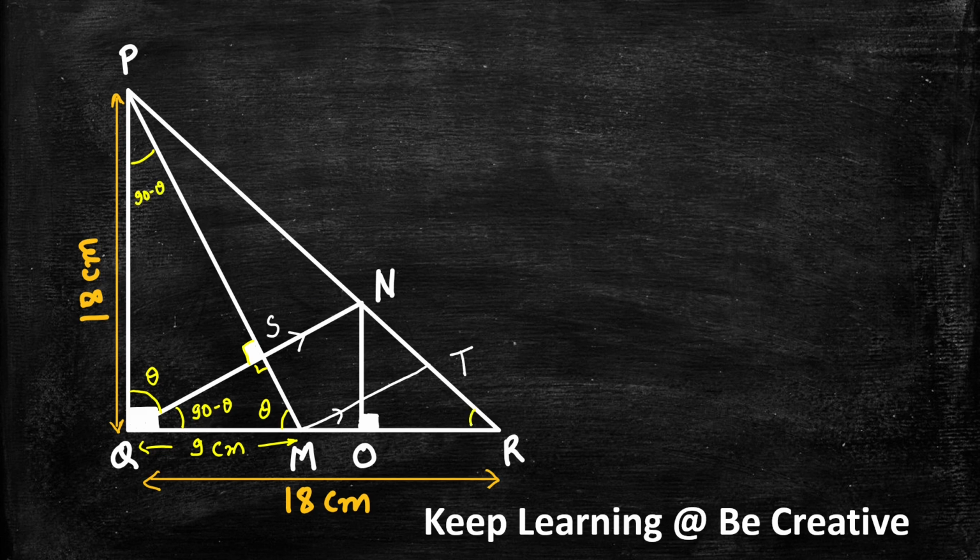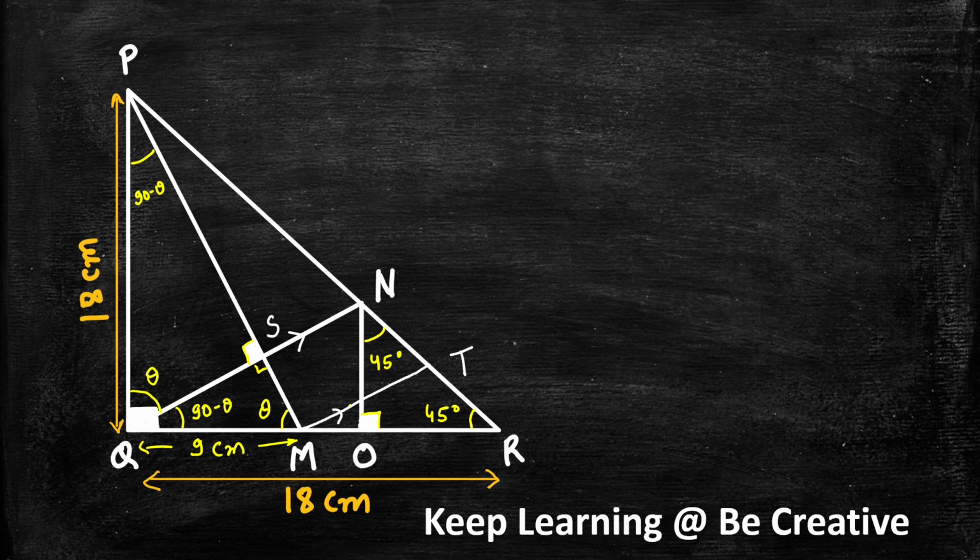And as I told you, since this is an isosceles right angle triangle PQR, this angle is 45 degree, and due to that this angle will also come out to be 45 degree, as this angle is 90 degree. So again, as I told you, NOR is an isosceles right angle triangle. Now to find the ratio, I know the ratio NT is to TR. Very easily I can identify that.